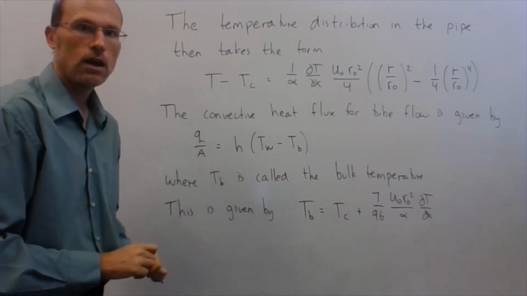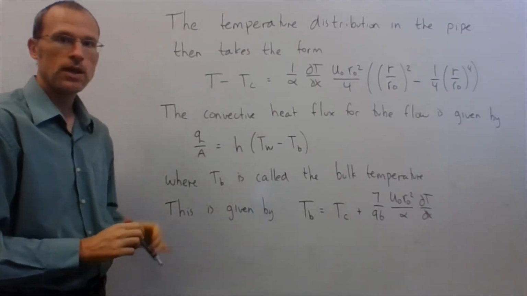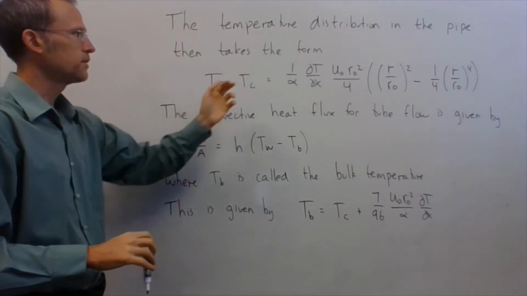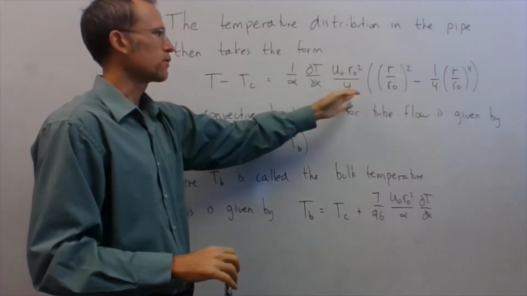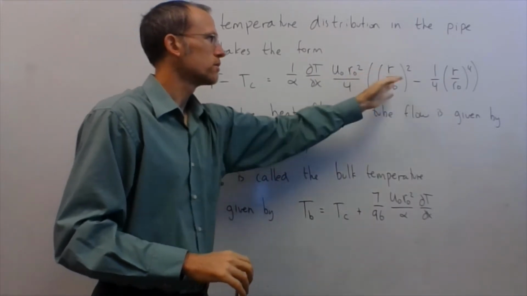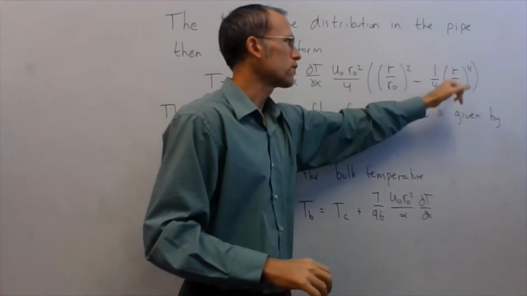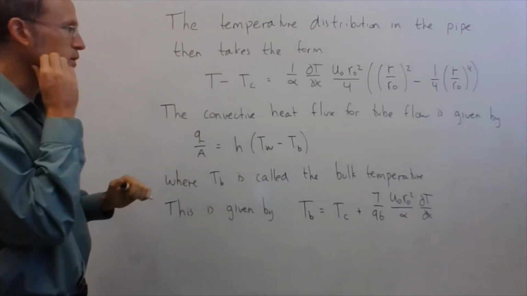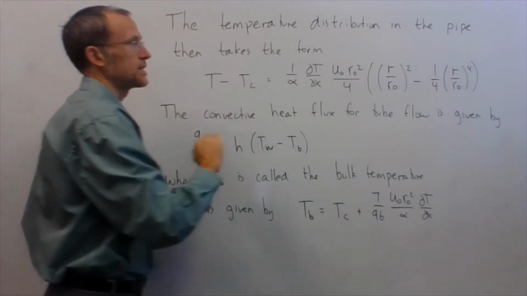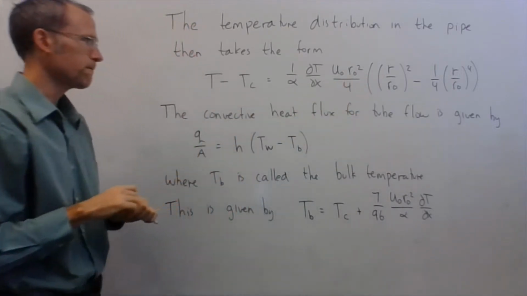So with all of that, the temperature distribution in the pipe has this form: T minus Tc is 1 over alpha dT/dx, U0 R0 squared over 4, times (r over R0) squared, minus 1/4 (r over R0) to the 4th power. So clean that up a little bit, that's what it looks like. So now I know the temperature pretty much anywhere inside my pipe as a function of r.